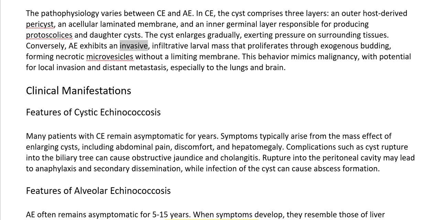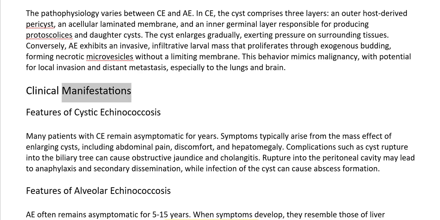Conversely, AE exhibits an invasive, infiltrative larval mass that proliferates through exogenous budding, forming necrotic microvesicles without a limiting membrane. This behavior mimics malignancy, with potential for local invasion and distant metastasis, especially to the lungs and brain.